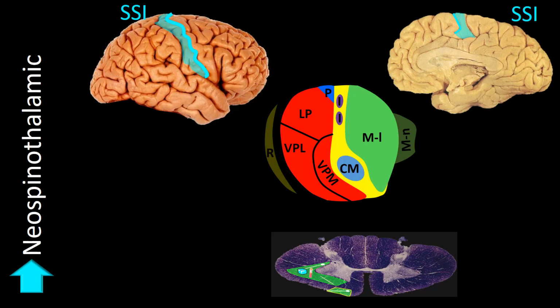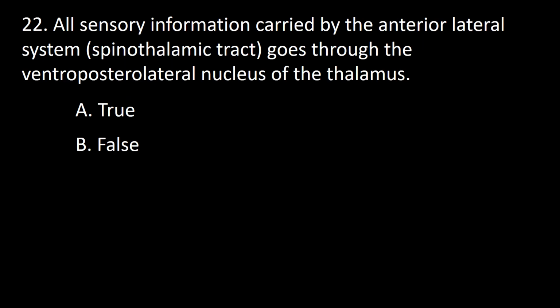The neospinothalamic tract fibers, traveling in the spinothalamic tract, go to the ventral posterolateral nucleus of the thalamus, and from there to the primary somatosensory cortex at the postcentral gyrus in the lateral surface of the cerebral hemisphere, and to the posterior gyrus of the paracentral lobule. So the answer to this question is B.